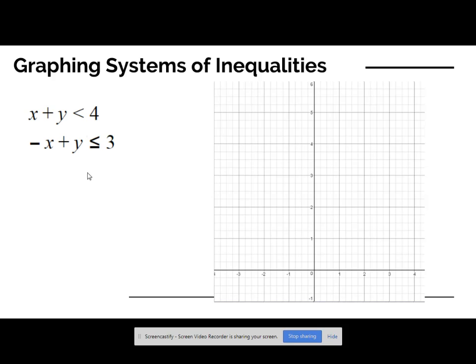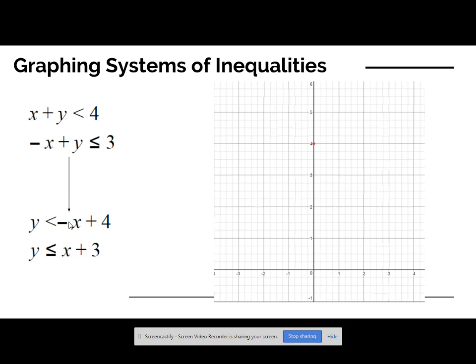You can do the same thing for this one. I isolated the variables just because that's my natural inclination to do. So I subtracted x from both sides and got my y by itself. So the y-intercept, sure enough, is 4 for the first one. I think I did the first one first. Yep, there it is. And the slope is negative 1, so down 1 over 1.